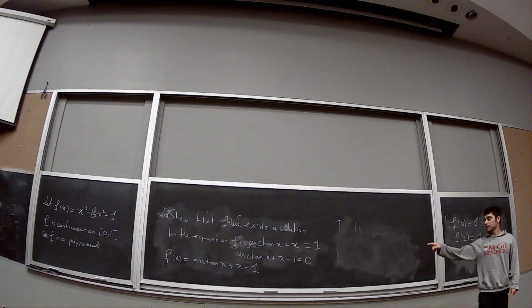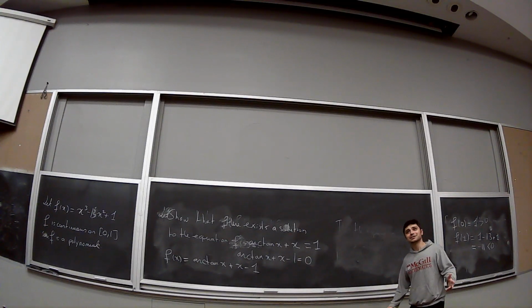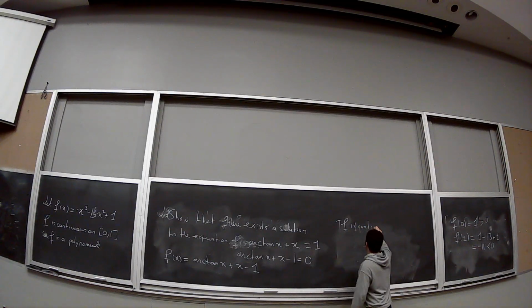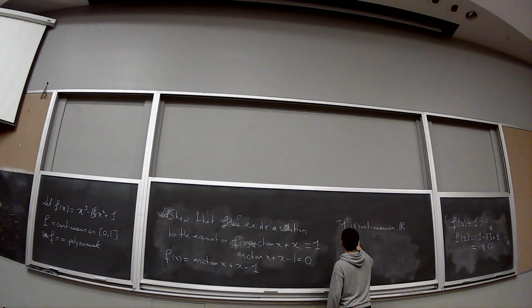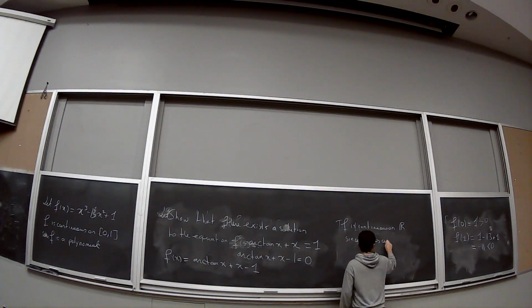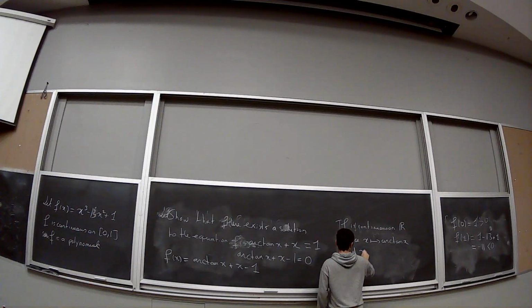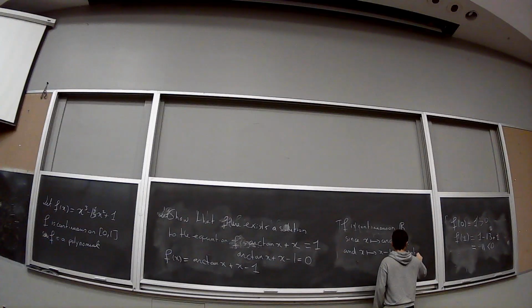Now, is f of x equal arctan x plus x minus 1 continuous everywhere on R? F is continuous everywhere, do you agree? Yeah? F is continuous on R, since arctan x and x minus 1 are continuous on R.